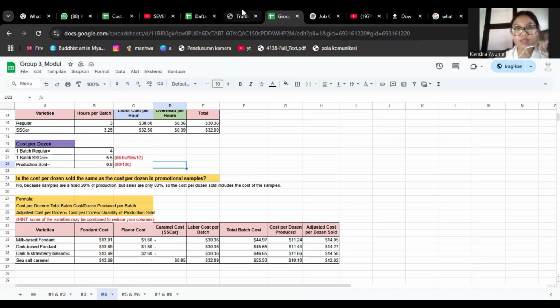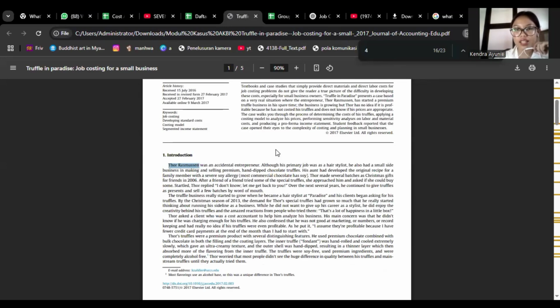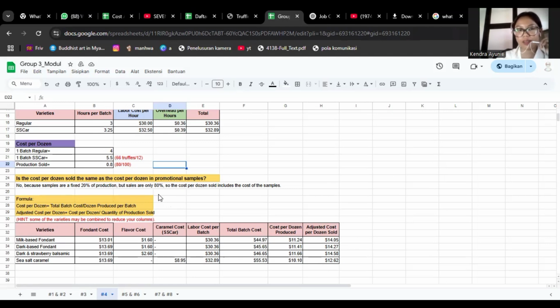But here, because Thor stated that he doesn't promote the truffles anywhere, but rather introduced them at his salon, there is not exactly a promotional cost for the truffles, but rather giving away some samples as a promotion. So it's going to be different. The answer is no, because this 20% of production is calculated as the promotional cost. Or we can say it's like an investment in promotion.